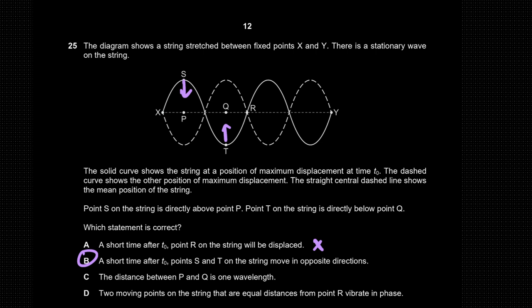P and Q is one wavelength. No, it's not. This is an antinode to an antinode distance, which, like a node to node distance, is half a wavelength. Two points on the string that are equal distances from point R vibrate in phase. Again, not true. If I take a point which is here and I take another point which is here, they're obviously in anti-phase. How we talk about phase is in terms of loops. All points in a loop are in phase and adjacent loops are in antiphase.